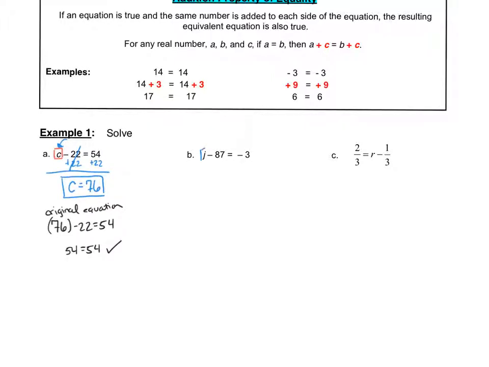Next one, here's my variable j. Block that off. I have minus 87. The inverse operation of that would be to add 87 to both sides.